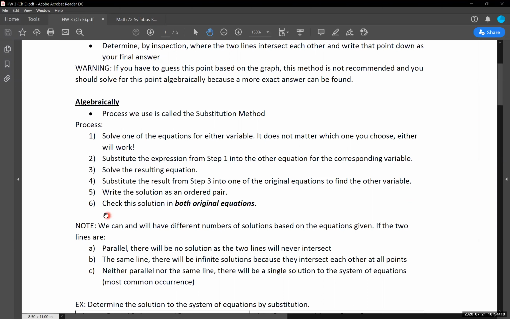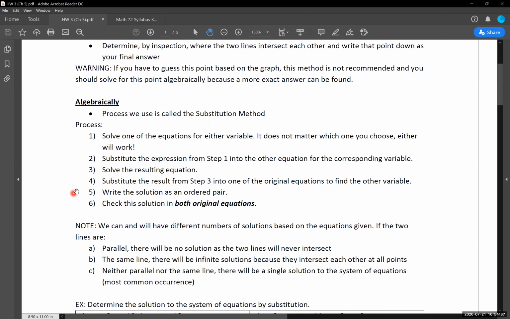Now we can check our answers. Our step 6, you can kind of put some air quotes around this. It is optional. It's recommended if you're a little shaky on your confidence with your answer. But you can check the solution in both original equations by plugging them in for x and y. And then if both sides of the equal sign are the exact same, you have the correct answer, you're good to go.